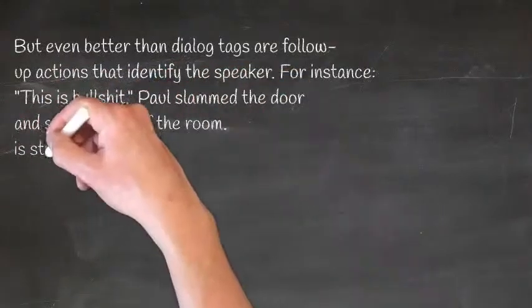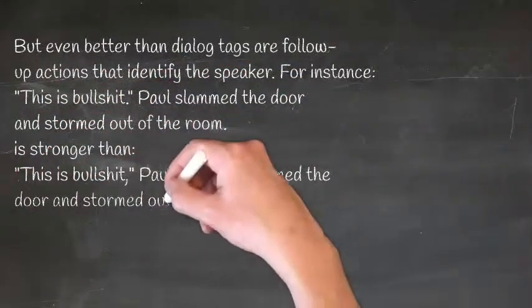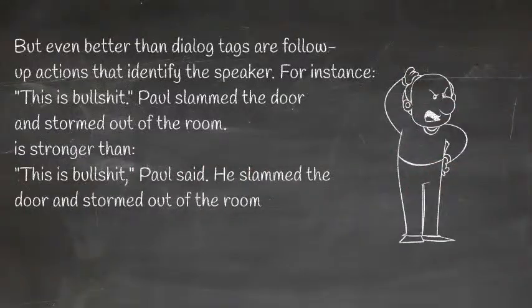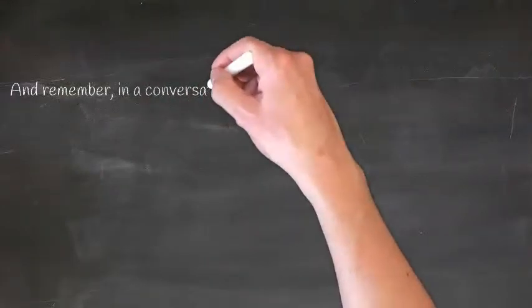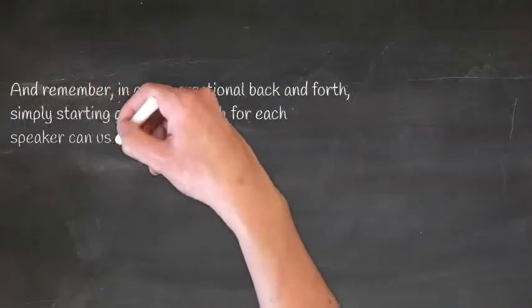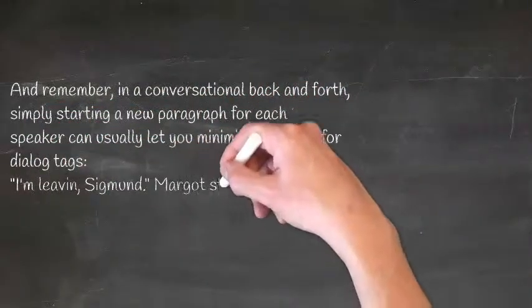For instance, "This is bullshit." Paul slammed the door and stormed out of the room, is stronger than "This is bullshit," said Paul. He slammed the door and stormed out of the room. And remember, in a conversational back and forth, simply starting a new paragraph for each speaker can usually let you minimize the need for dialogue tags.